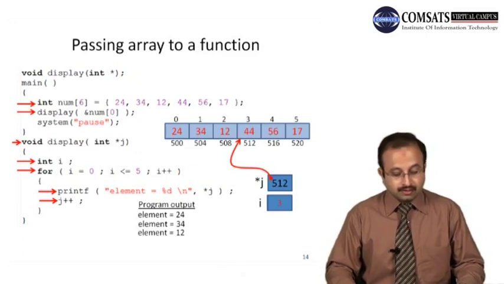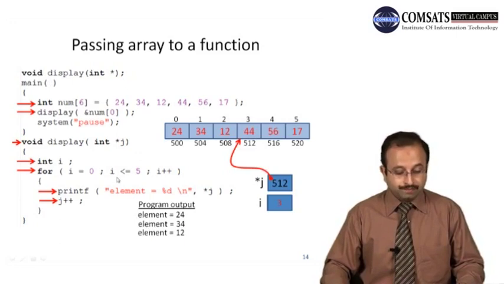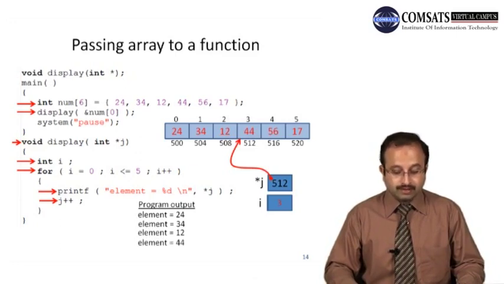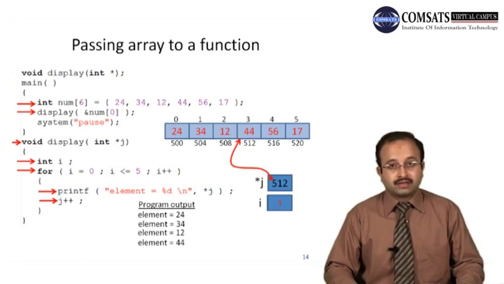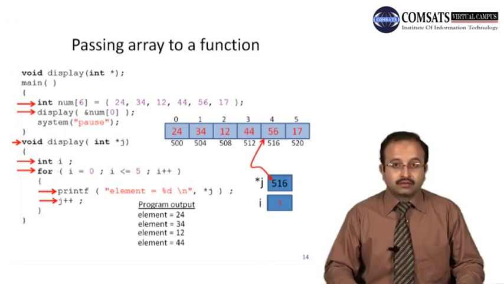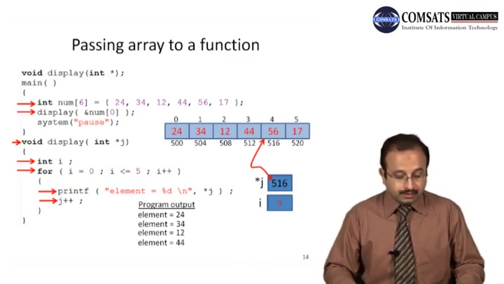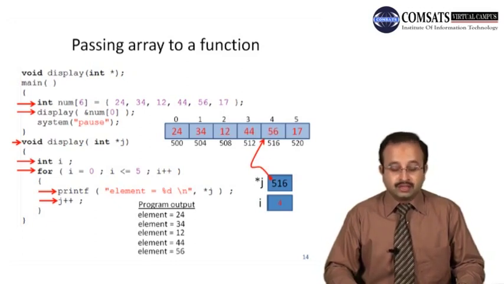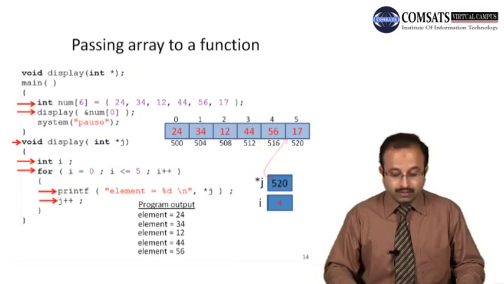So the value of I is incremented. The condition of the loop will be checked, I is 3, 3 less than or equal to 5, condition is true. Then the printf statement will be executed. So the value at address 512 will be printed on the screen, and then j will be incremented. When j is incremented, the value becomes 516. Then the loop counter will be incremented, its value becomes 4, less than or equal to 5, condition is true. Then in the printf statement you are going to print the value at address 516, that is 56, that value will be printed. Now the value of j is incremented and that becomes 520.